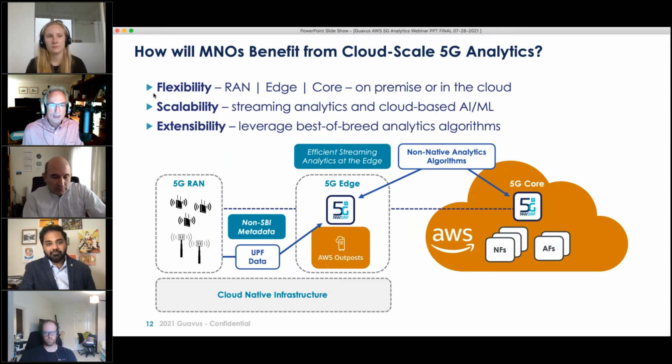Versus what's been done in the past, which is typically an on-premise based approach. Why don't we talk through the virtues of that approach here? I don't know who wants to take it first, Naresh or Guy.